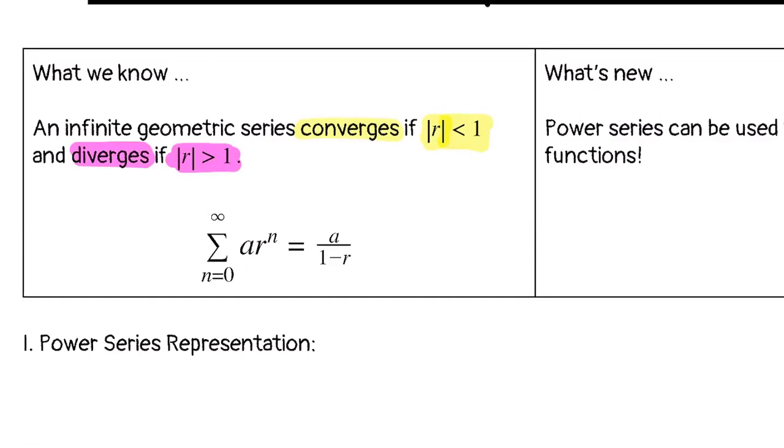And we also know that we can write the general form of an infinite geometric series with a times r to the n. Remember, a is your starting term, and n is the power that the ratio gets raised to. If your infinite series is convergent, then you can use this formula, a over 1 minus r, to help you find the sum of that particular series, okay?